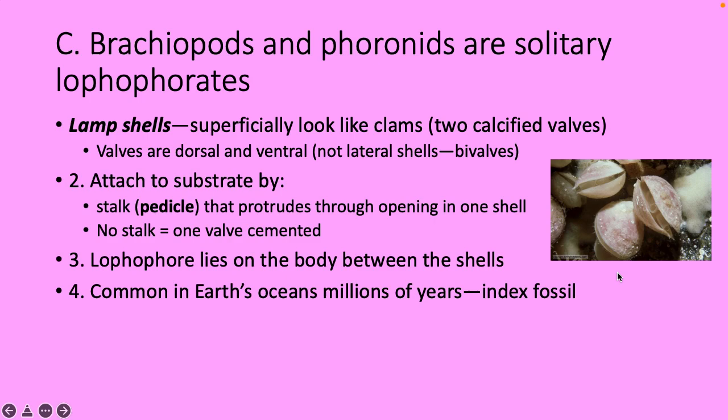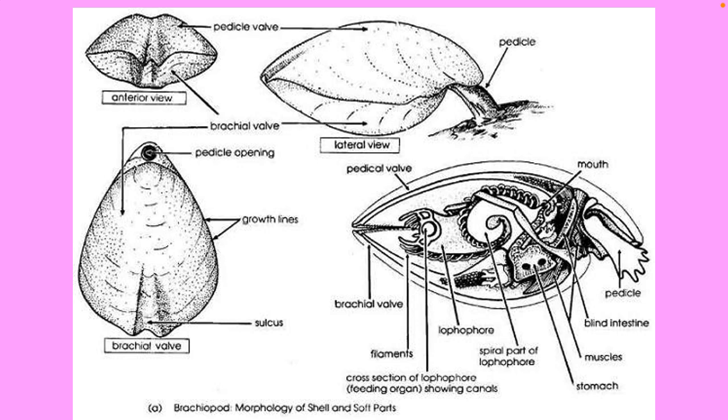These guys, lampshells, are great index fossils. I just got done teaching my seventh graders index fossils. An index fossil is a fossil that's found in a certain layer, and only in that layer, and it gives you an estimate of how long ago that layer of rock was formed. So if you find other fossils, then you can date how long ago that fossil was around. We use index fossils to age other fossils. So there's the pedicel right there. It's used to anchor itself to some type of substrate.